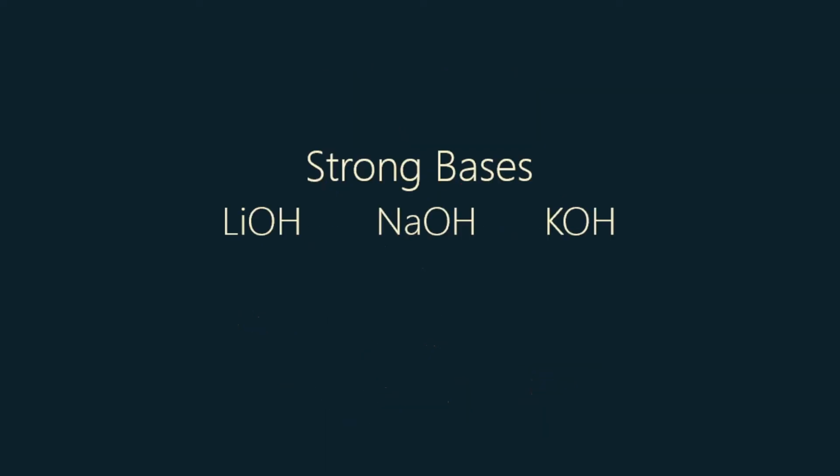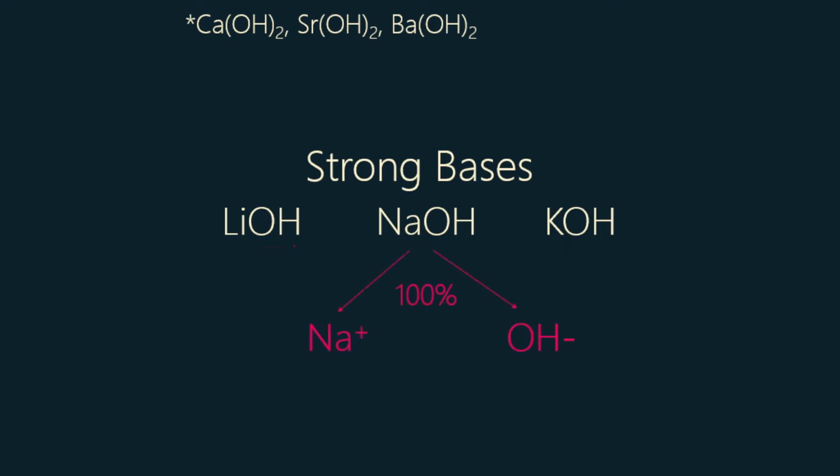For strong bases, there are 3 main ones: lithium hydroxide, sodium hydroxide, and potassium hydroxide. Basically, whenever you see an OH, you know you're dealing with a base. And you might also see these ones in the top left corner as well. Like how strong acids dissociate 100% of the time, so do our bases. But instead of H+, you have OH-.